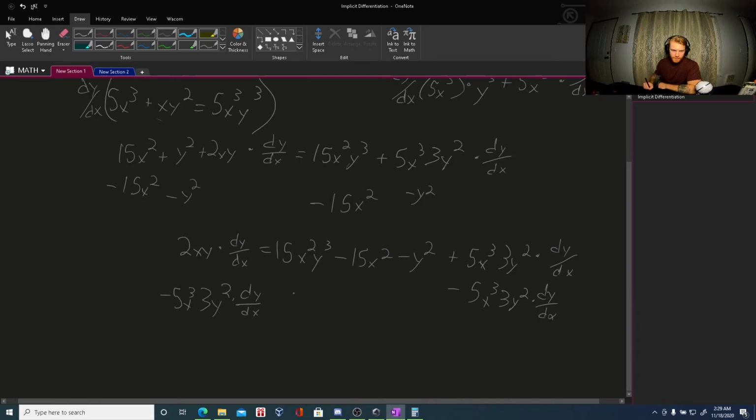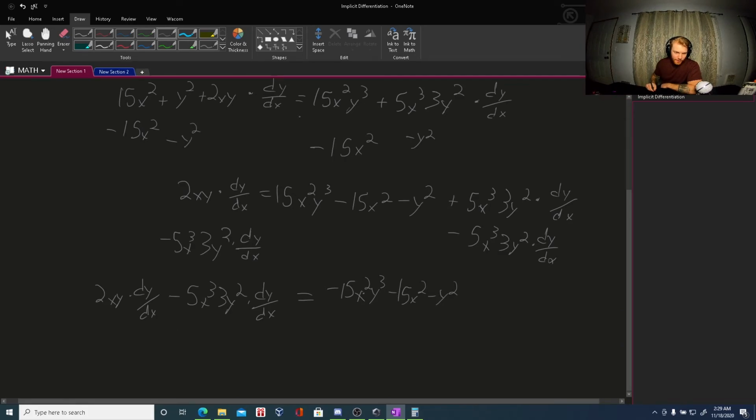All right. Looks good. And what we will get here is 2xy times dy/dx minus 5x cubed 3y squared times dy/dx equals 15x squared y cubed minus 15x squared minus y squared. And from here, now we have two like terms right here, because of the dy/dx in both of these, and they're separated by this minus sign, and they're grouped together on this side of the equation. So we finally got it where we want it.